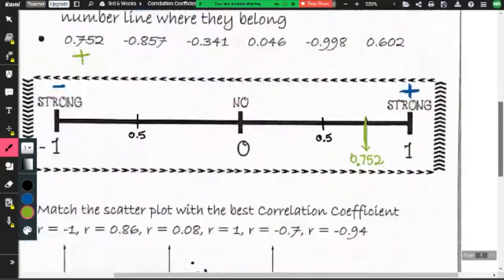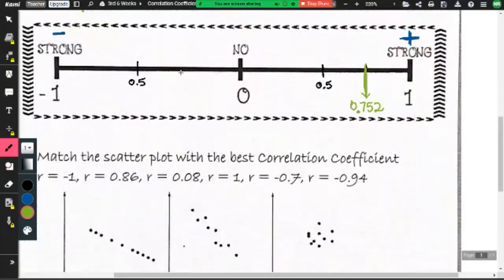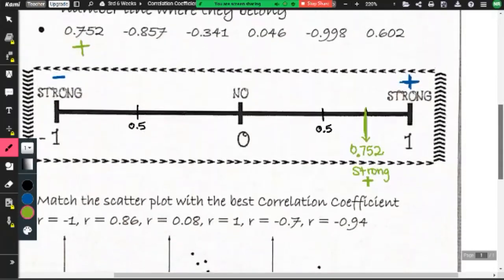Now on the STAR test, you will be required to describe these numbers. For 0.752, the first description that you can put is that it is a strong, or a weak. It's a strong positive relationship. I'm not going to write the word, I'm just going to put a plus sign. 0.752 is a strong positive correlation, a strong positive relationship.